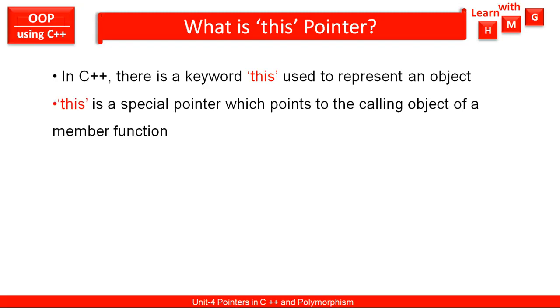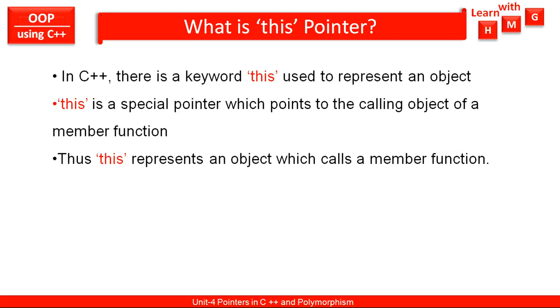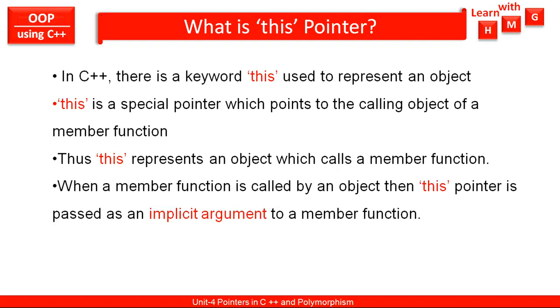It is a special pointer which points to the calling object of a member function. So whenever any object is calling a member function using the dot operator, that is object dot function, then that object is known as the calling object of a member function, and this is a special pointer which always points to such a calling object. Thus this represents an object which calls a member function. So this pointer is representing an object. So which object? The object which calls a member function, that is nothing but the calling object.